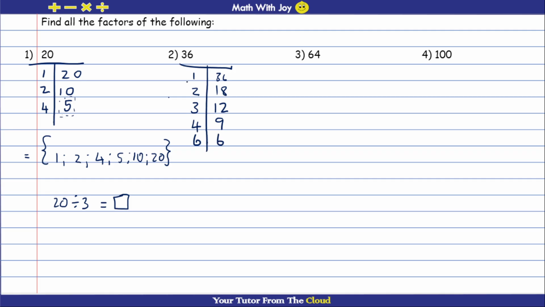Do you see that you have to check from the smallest number to the biggest number? And now because the number that I just checked is also on this other side, that means I'm done. These are the factors of 36.